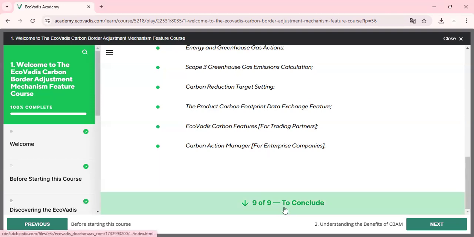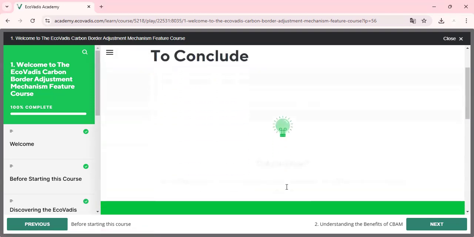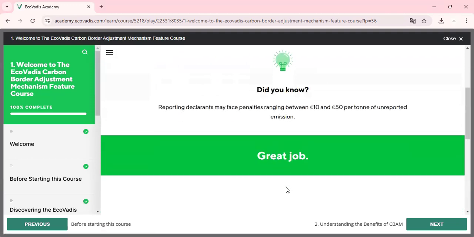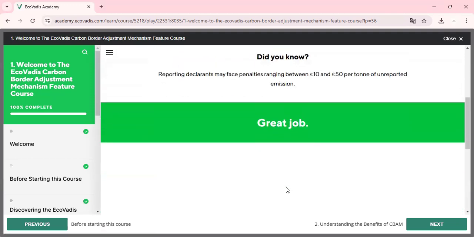To conclude, did you know? Reporting declarants may face penalties ranging between €10 and €50 per ton of unreported emission.